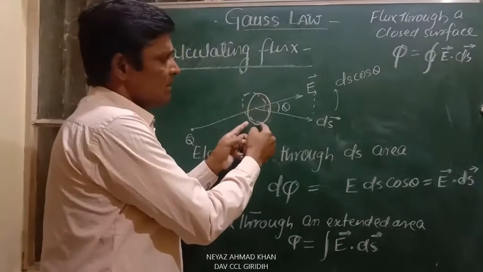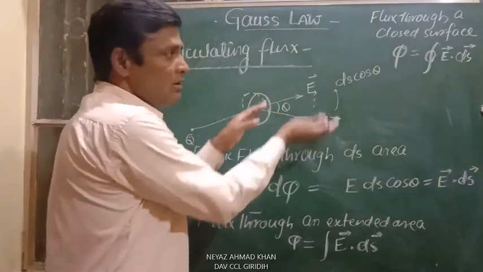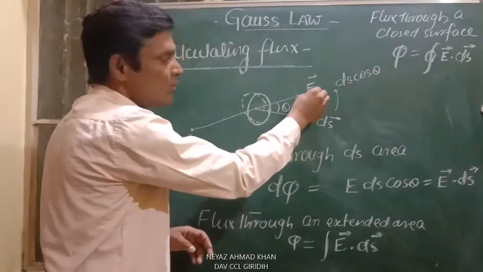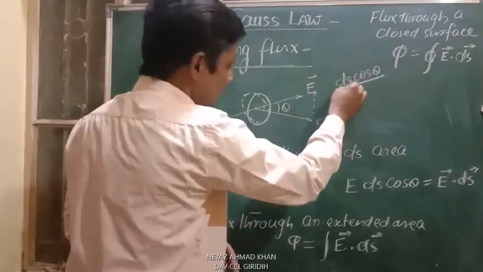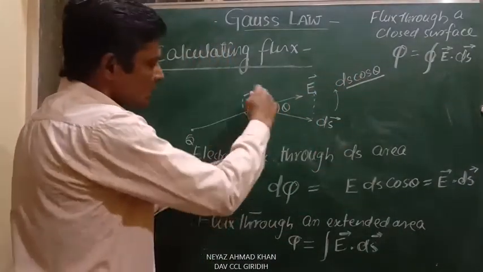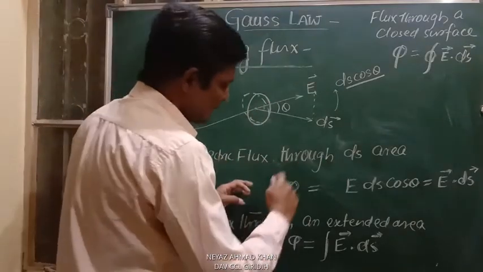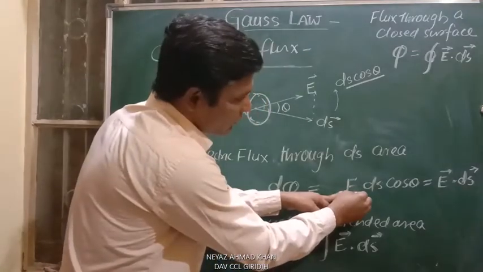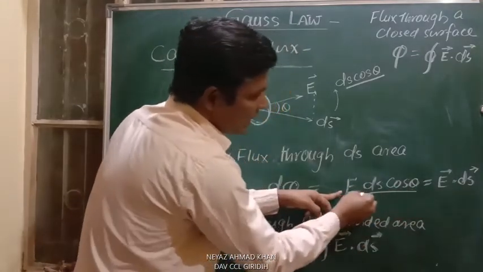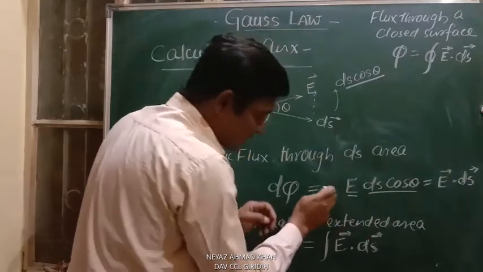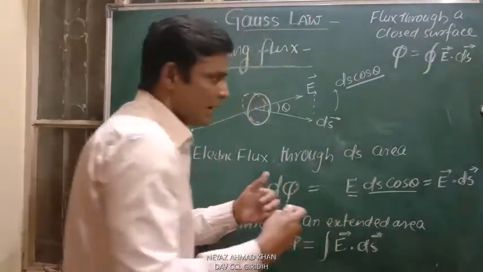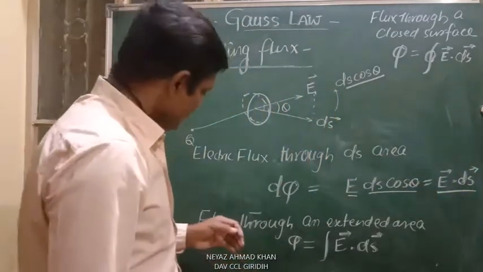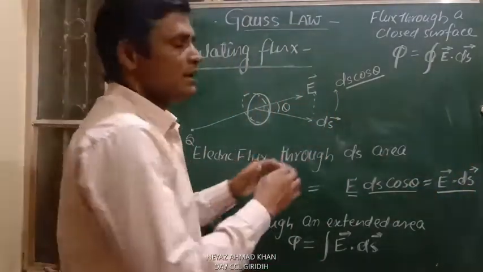The total area I have taken here was ds, but when it turned normal to the electric field lines, it becomes ds cos theta. So the number of lines per unit area and the total area are multiplied. So through this area, the electric flux is d phi equals E, the number of lines per unit area normally, times the total normal area. Since electric field intensity and ds are vector quantities, we can denote this as the dot product E dot ds.